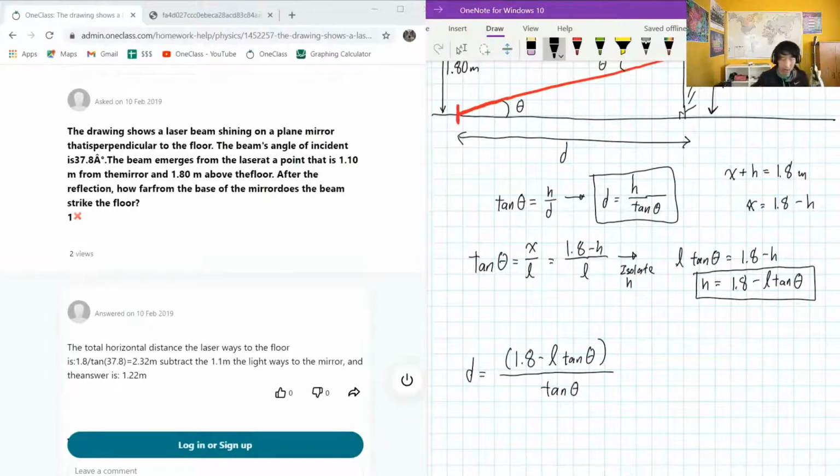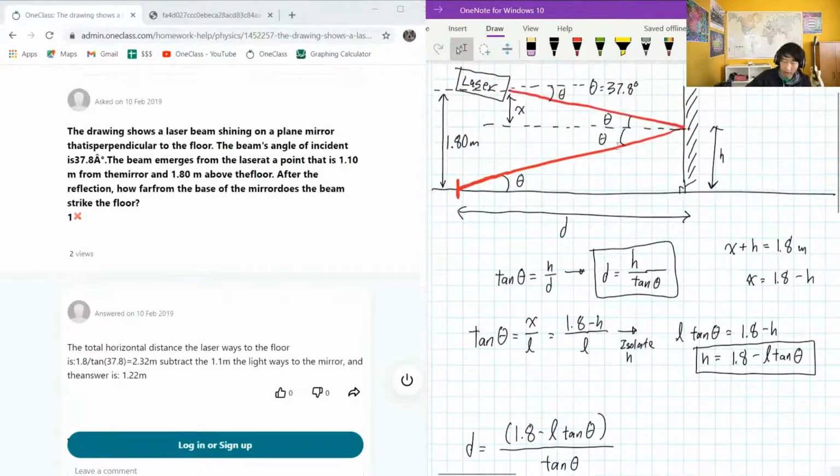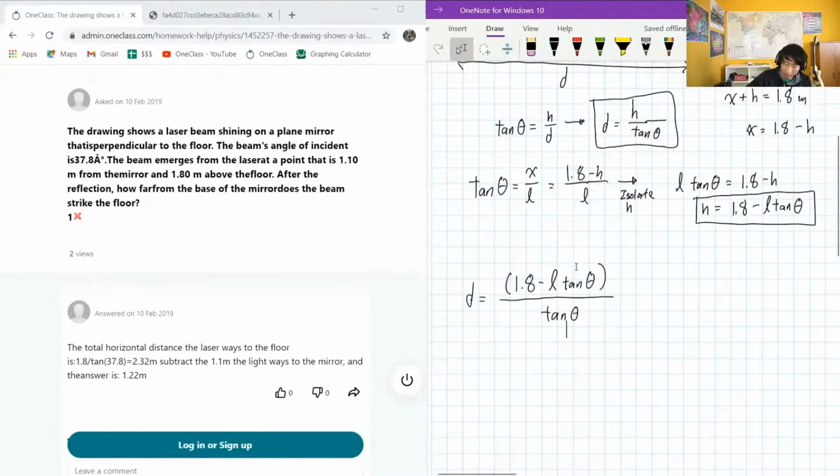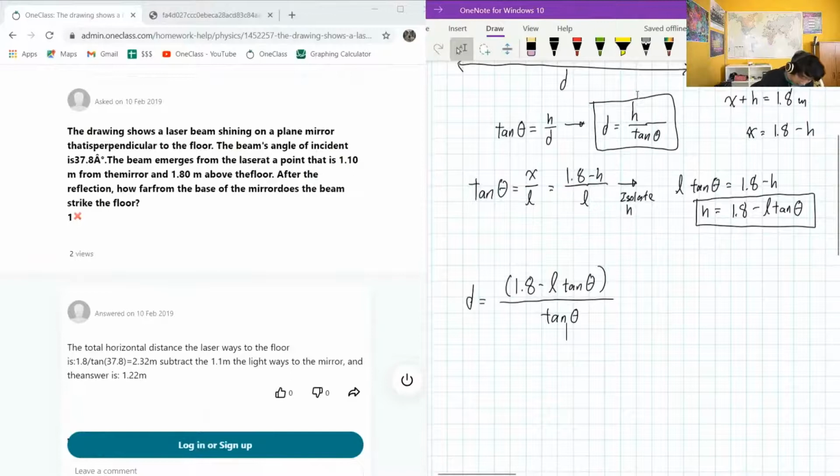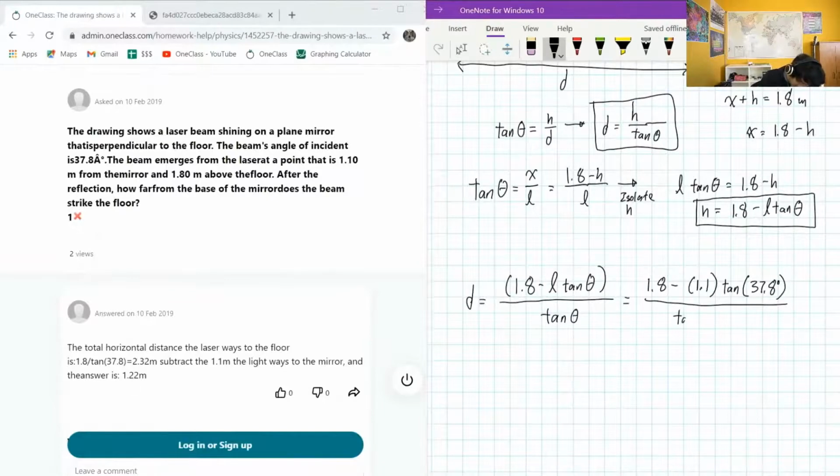This should give us the d value that we're looking for, which is how far from the mirror the laser is going to contact the ground. Okay, so we know that L is equal to 1.1 meters, and we know that theta is 37.8. So let's sub these in. So we'll have 1.8 minus 1.1 times tan 37.8 degrees, all divided by tan 37.8 degrees. Okay, so let's run this through the calculator and see what our result is.